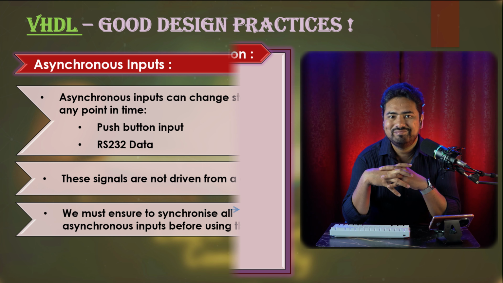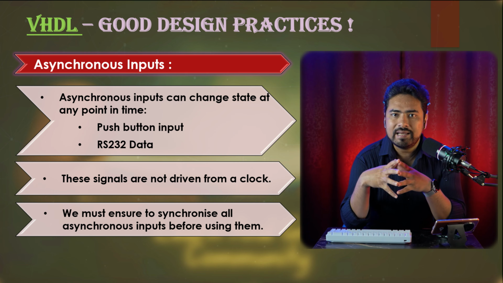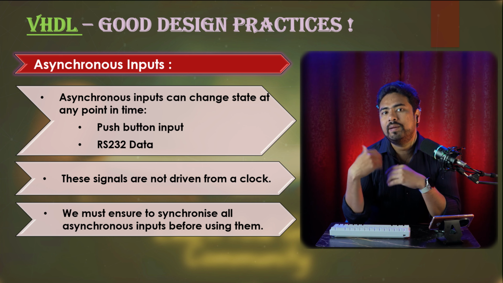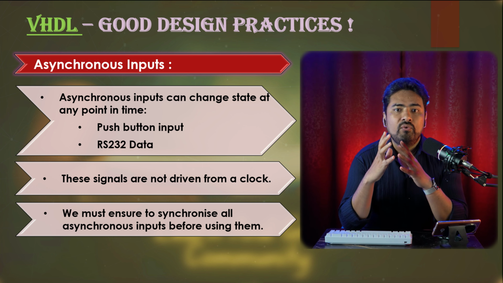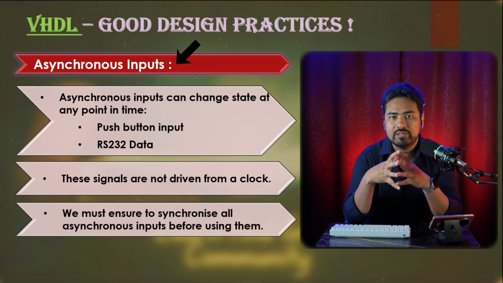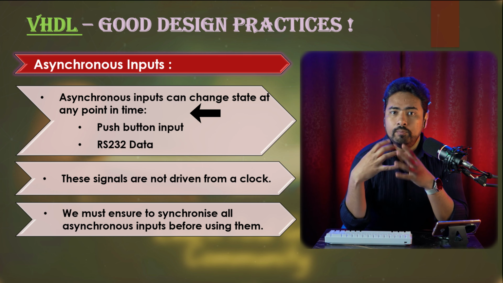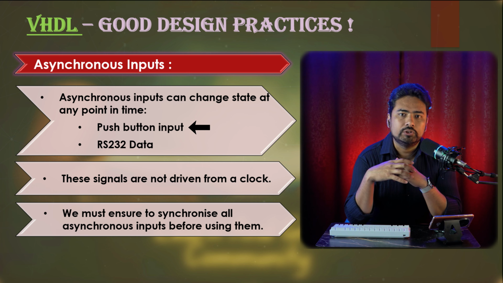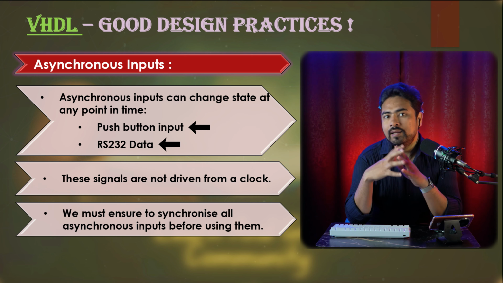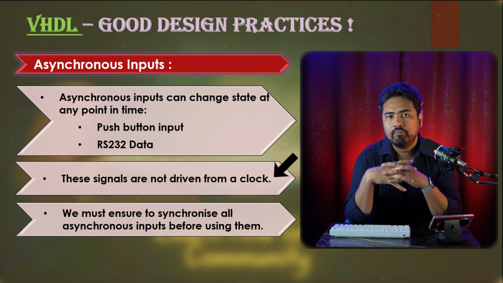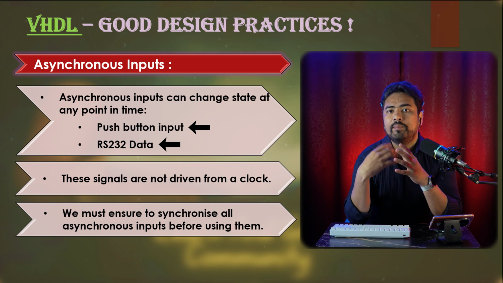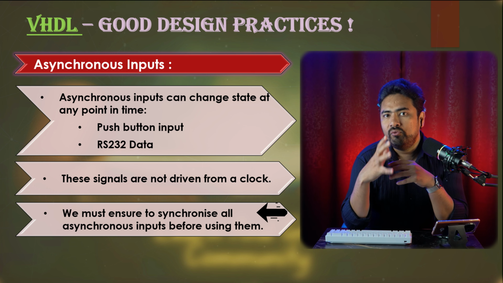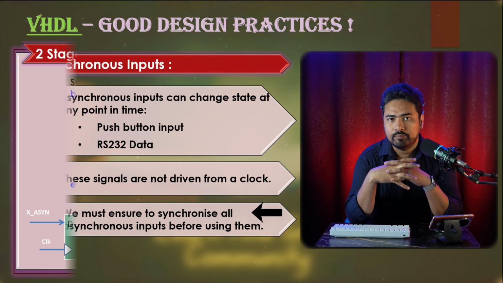So let's start. We know that our FPGA designs have some input ports going into the FPGA and some output ports coming from the FPGA. Out of these inputs and outputs, we have to be very careful with asynchronous inputs. Asynchronous inputs are inputs which can change their state at any time, just like a push button switch or RS-232 signals. These signals are not driven from a clock. So if you use them directly in your FPGA, then your designs can malfunction. So the solution is that we can synchronize all of our asynchronous inputs.